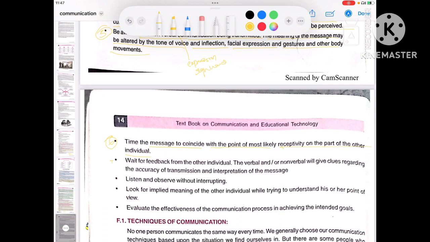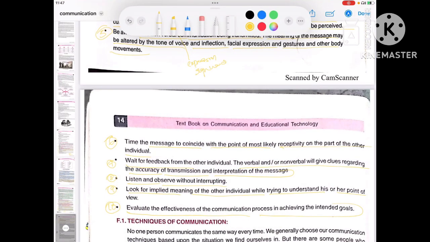And the seventh one is to wait for the feedback. Obviously, we should wait for the feedback. Only then will we understand whether the receiver understood or not. The verbal and non-verbal will give clues regarding the accuracy of transmission and the interpretation of the message. The next one is to listen and observe without interpreting. The ninth one is to look for the implied meaning of the other individual while trying to understand his or her point of view. And the next one is to evaluate the effectiveness of the communication process in achieving the intended goal.